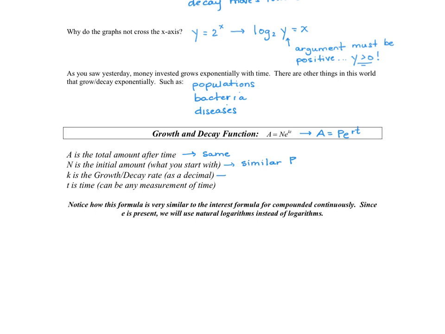K in our case is the growth or decay rate, again as a decimal, similar to your rate, or r, from yesterday. And again, t is time and can be in any measurement of time, exactly the same as how you used it yesterday. You'll notice that the formulas are very similar, and that e is present, which means we're going to use natural logarithms when we're trying to solve for particular parts within the growth and decay function.